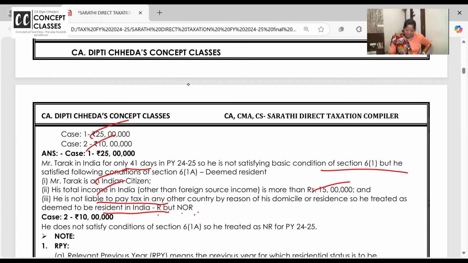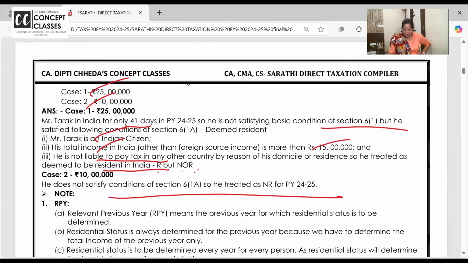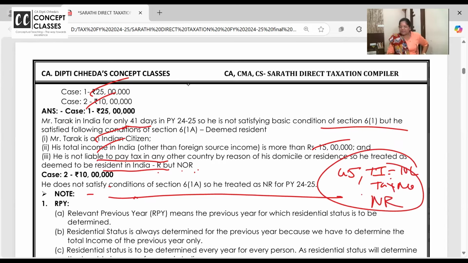Suppose your total income is 10 lakhs. No, this provision is not applicable. How many days were you in India? 45 days. What's your total income? As if I'm checking some reports like doctors check. Look at this. How many days were you in India? 45 days. What's your total income? 10 lakh. Are you paying tax abroad? No. But still you are a non-resident.